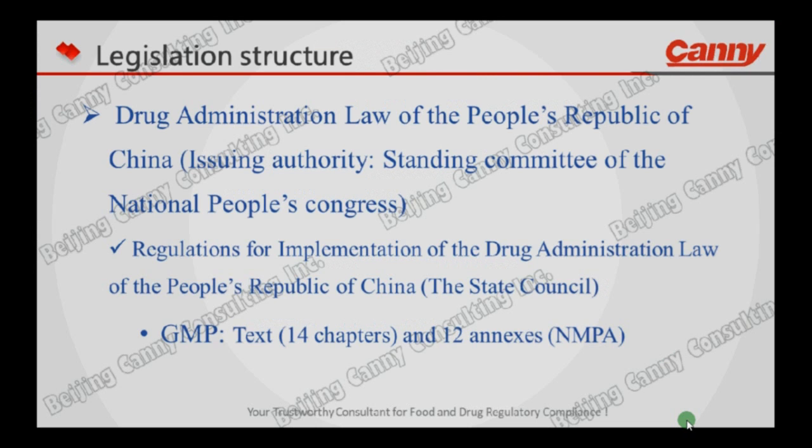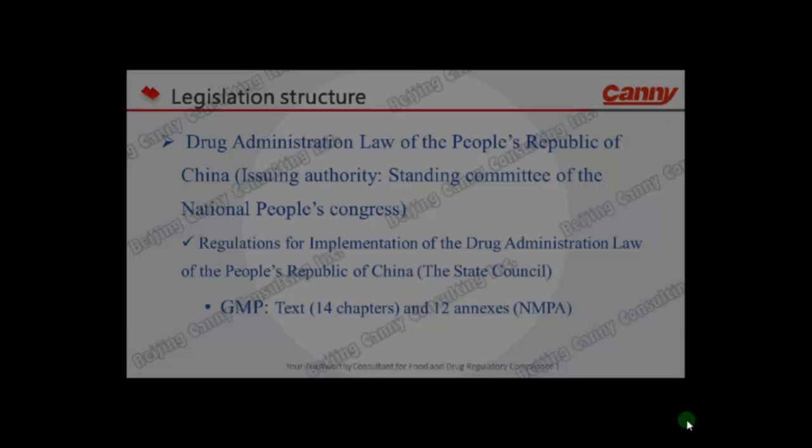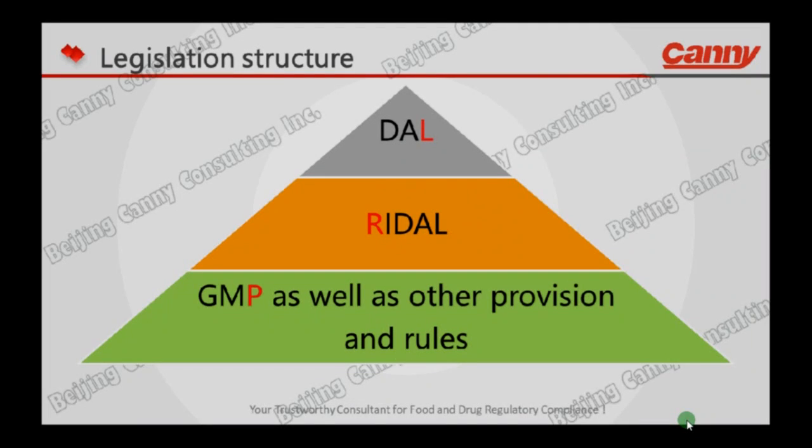Besides, it also issued a GMP, and the GMP has 14 chapters and 12 annexes. Currently, there are 2 other annexes. They are asking for public comments right now, but they are not yet effective.